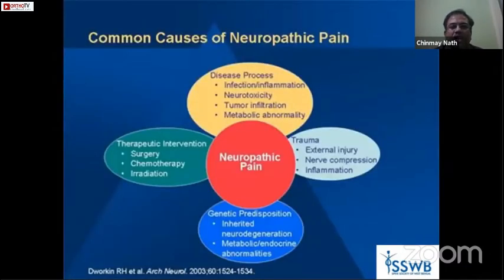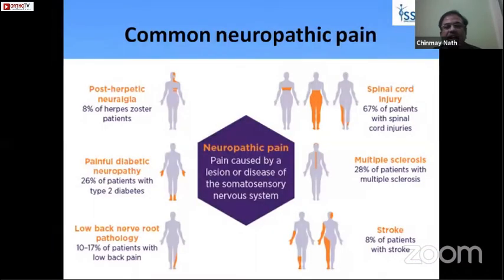There are common causes of neuropathic pain like disease processes such as infection, inflammation, neurotoxicity, tumor infiltration, metabolic abnormality, and therapeutic intervention like surgery, chemotherapy, radiation, etc. Trauma like external injury, nerve compression, inflammation, etc. There are certain common situations of neuropathic pain like post-herpetic neuralgia, painful diabetic neuropathy, low back pain, radiculopathy, neck pain with radiculopathy, spinal cord injury, and stroke.